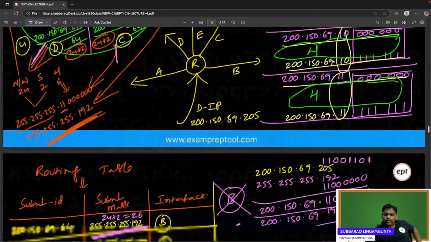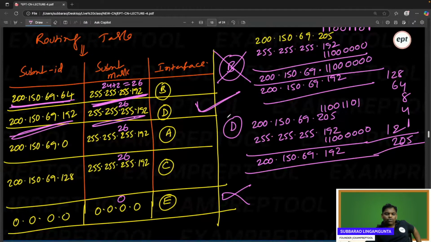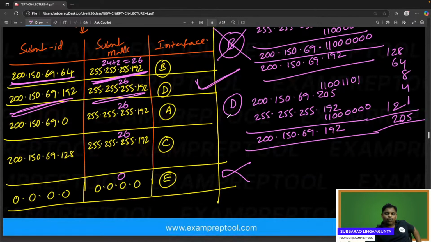Fine. Is it perfect? Is it okay? If more than one will match also, because of RR having 26 ones, see, subnet mask contain more ones. That one will be selected.